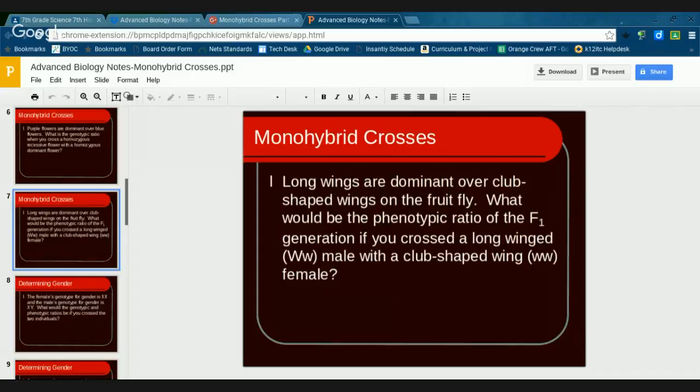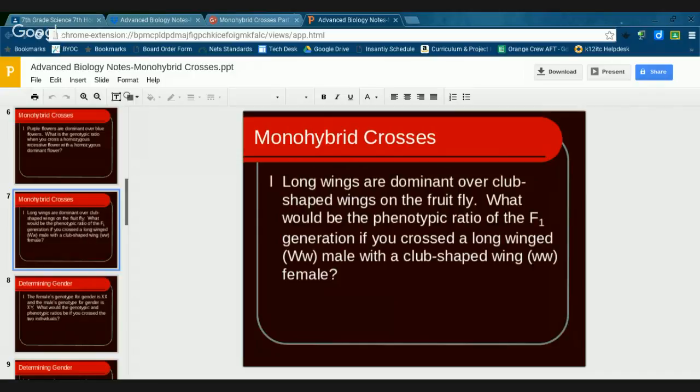Okay, so you should have the heterozygous dad on the top, the homozygous recessive mom on the side. You end up with the top 2 being heterozygous and the bottom 2 offspring are homozygous recessive. So your phenotypic ratio is asking you essentially how many of the offspring are going to be long-winged versus how many will be club-winged, because long wings are dominant, club wings are recessive. So which way would you go? In this case, your phenotypic ratio would be a 2 to 2 ratio.